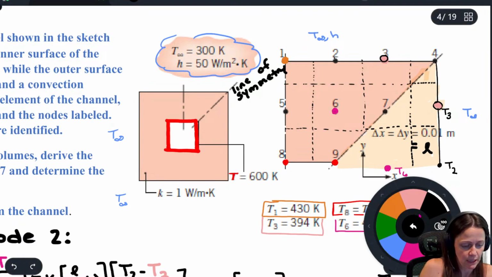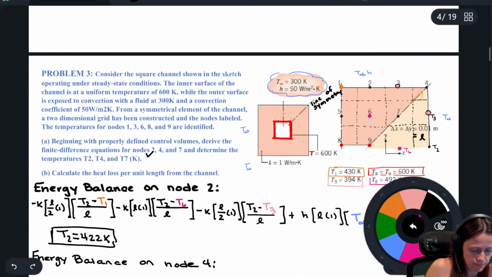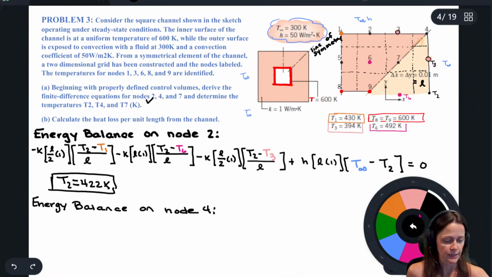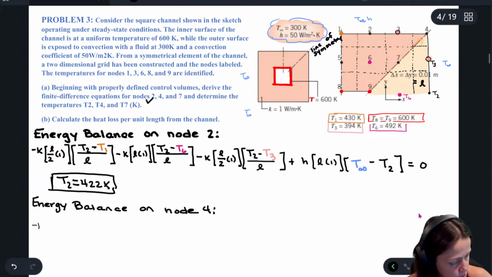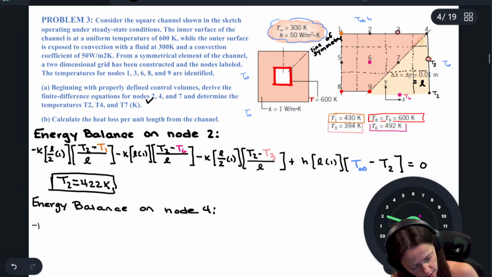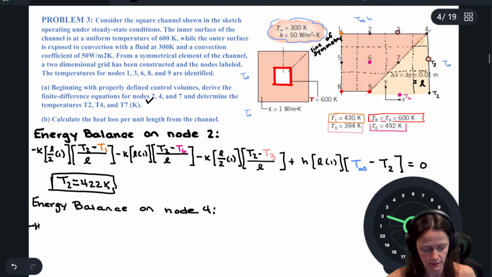And now I'm going to do my energy balance on 4. All right, so I've got Q by conduction from 3 to 4. So negative K, like that. Negative K.